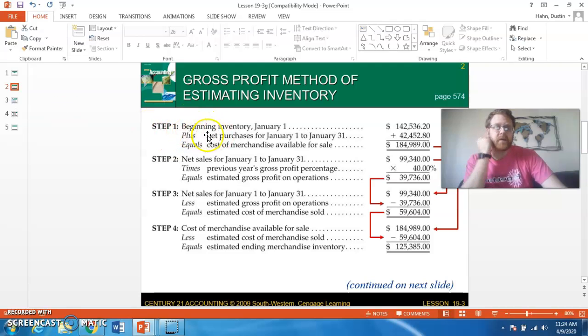Step number 1, finding your beginning inventory, so what you had on hand January 1st, plus how much you bought from January 1st to January 31st. So you bought that much in that month. So here's how much cost of merchandise available for sale. You have $184,000, almost $185,000 that you can sell.